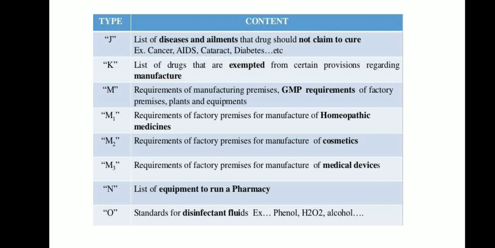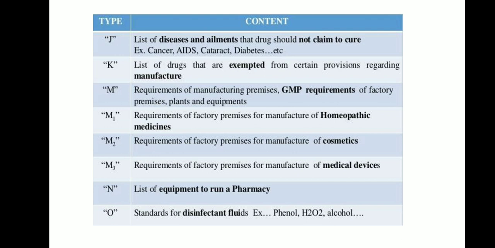Schedule M, GMP of the factory, requirements for manufacturing. Then Schedule M1, same thing, but it is for homeopathic medicines. GMP requirement for homeopathic medicine. Schedule M was GMP for allopathic medicine. Schedule M2 for the same thing, GMP of cosmetics. Schedule M3 is GMP of medical devices.